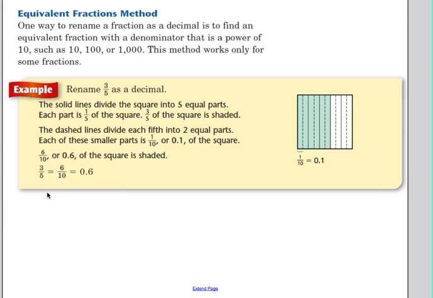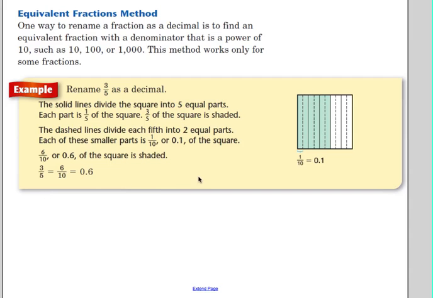One way to rename a fraction as a decimal is to find an equivalent fraction with a denominator that is a power of 10. Such as 10, 100, or 1,000. This method works only for some fractions. Let's take a look at an example. Let's say you're asked to rename 3/5 as a decimal.